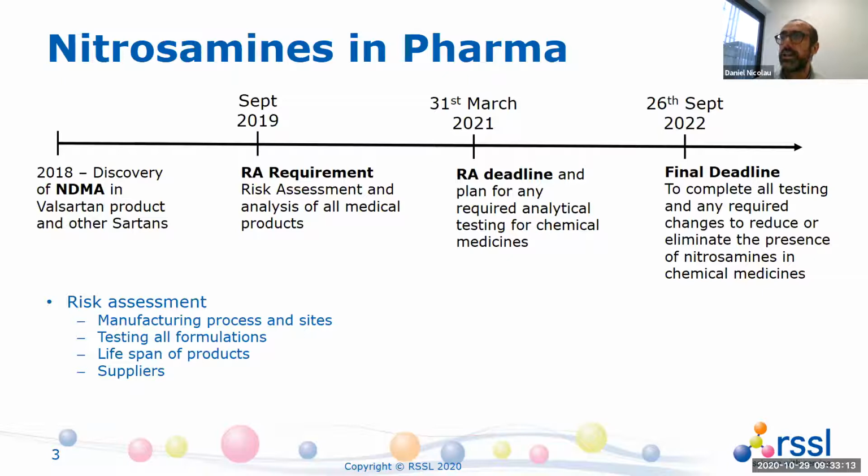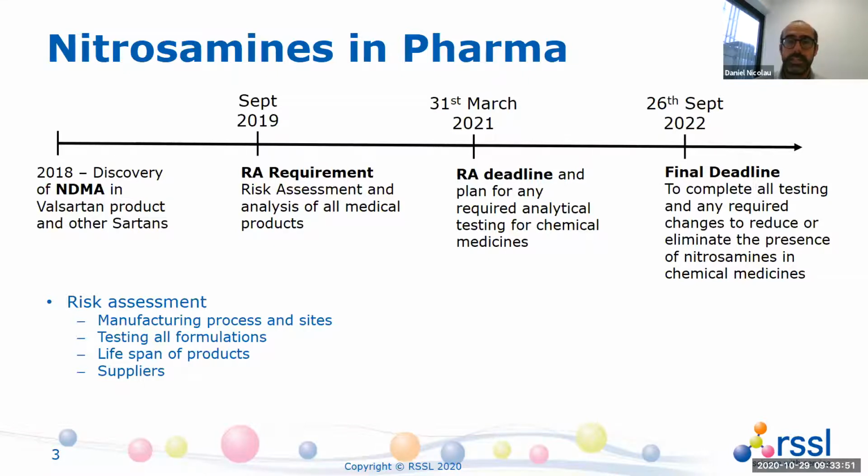So for chemical medicines, there are certain deadlines, and for biological products, there are other deadlines. There is a risk assessment deadline and a plan for any required analytical testing by the 31st of March next year. And then for all of that to be completed, including any changes to any processes, if required, by the end of September 2022. So there is some time, but unfortunately, because of the extent and scope of this, all the products need to be risk assessed, which for the international community, is quite a lot.